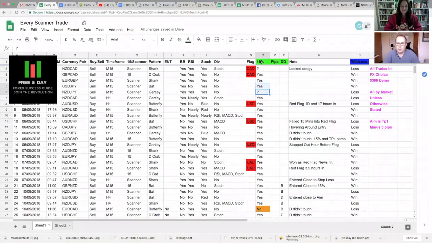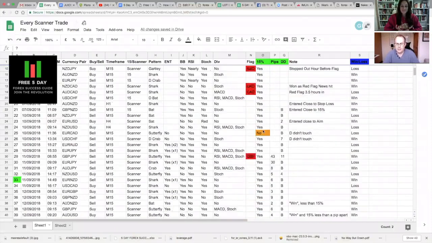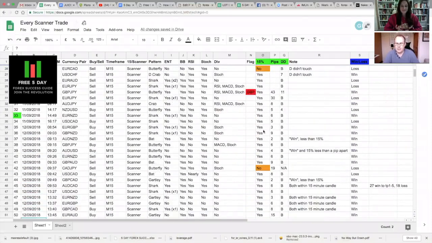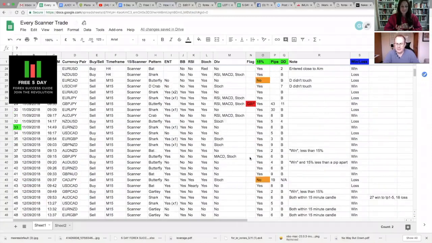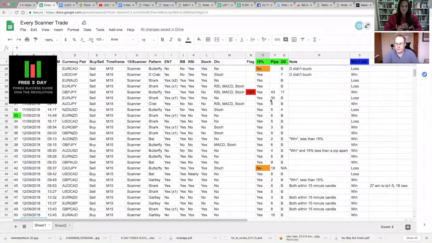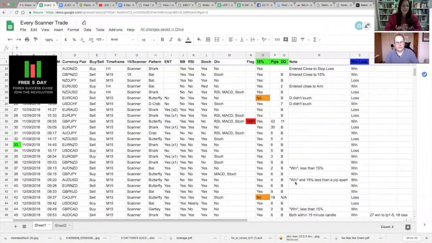Did it get to what I'm going to call the magic line? Yes, yes, yes, yes, yes, yes, yes, yes, yes. All those yeses. There's only 2 no's out of 50 trades. Number of pips: 43 pips, 30 pips, 8, 5, 6, 5, 3, 9, 2, 6, 4, 6, 9, 8, 2, 6, 5, 3, 6, 8, 15. You only need 10 pips a day. And there are 3 or 4 of these a day coming out. So you only need 1 or 2 of these a day.